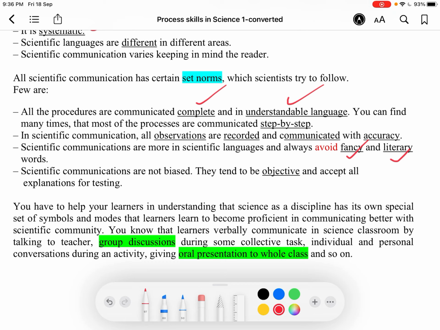And scientific communication is not biased. It has to be very, very objective. Like all scientific communication, it should be free from any kind of prejudice.